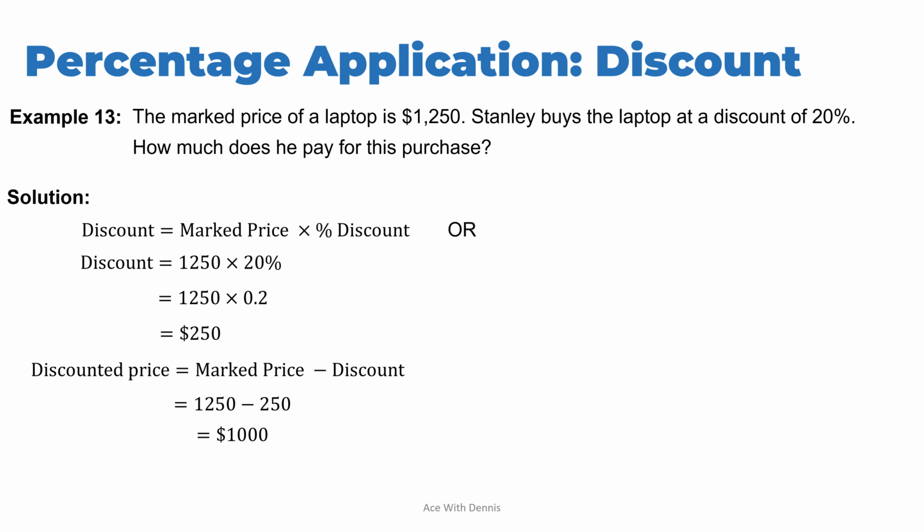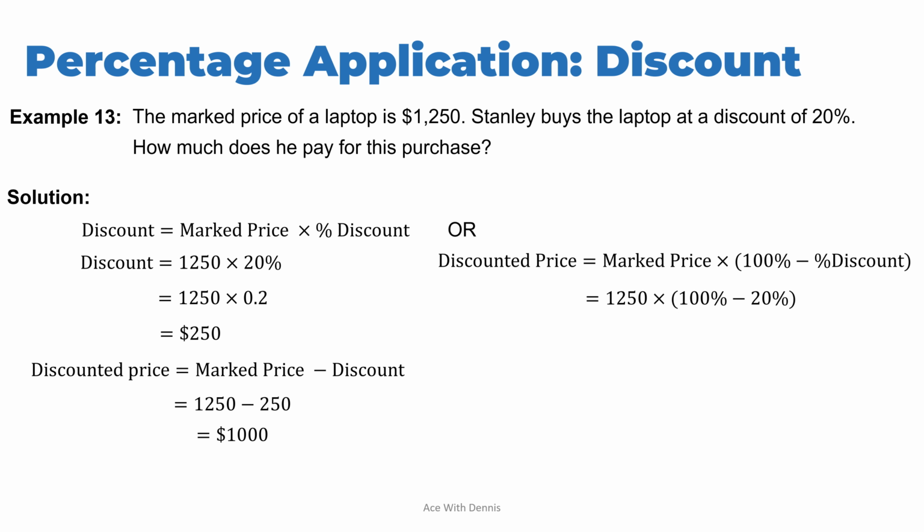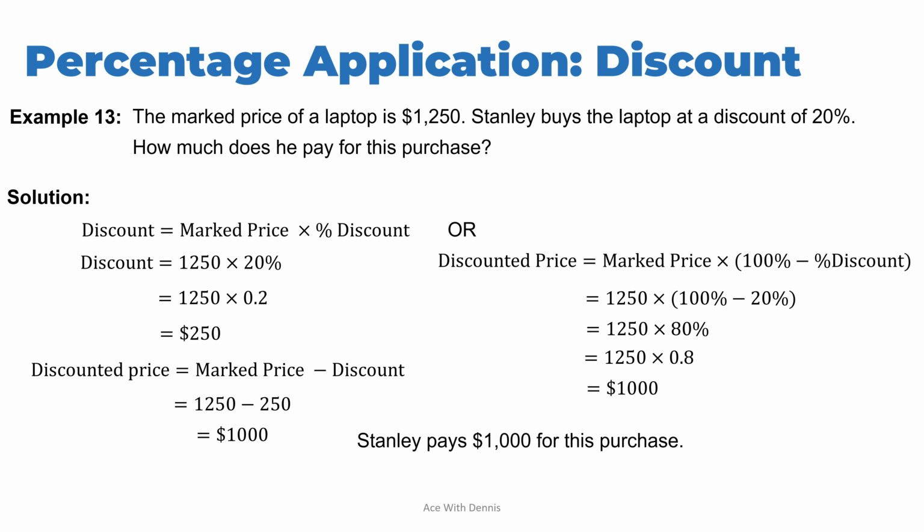Or you can use the second method, which shortens the steps. We just apply this formula as I mentioned just now. We can get the discounted price faster by applying this formula, which is mark price times 100% minus percentage discount. For this case, the mark price is $1,250. The percentage discount is 20%. So it will be 1,250 times 80%, which is 0.8, and the answer is $1,000. So to answer the question, Stanley pays $1,000 for this purchase.